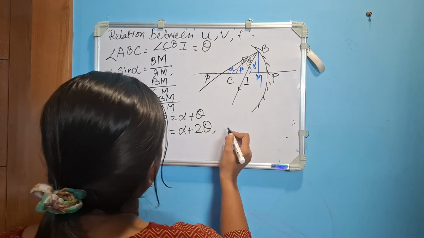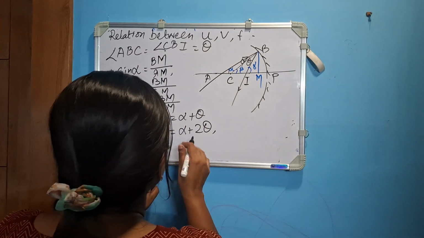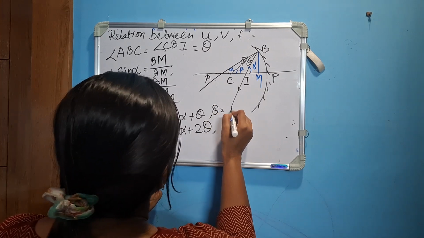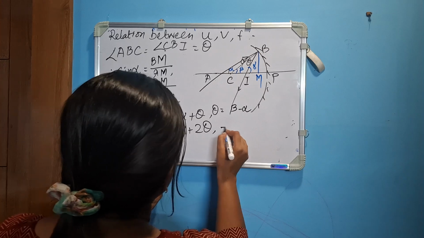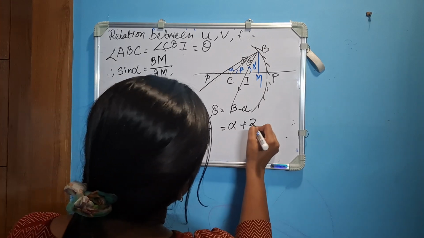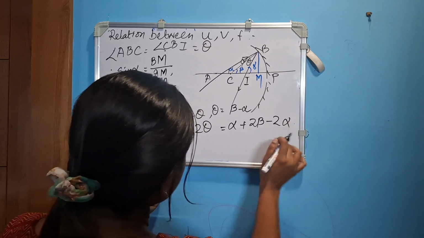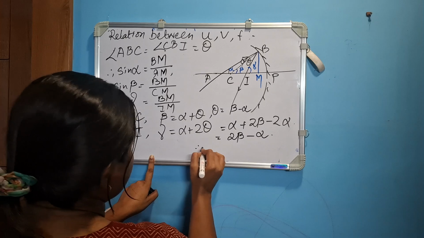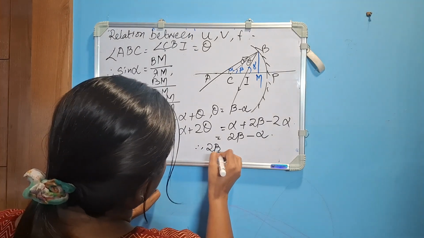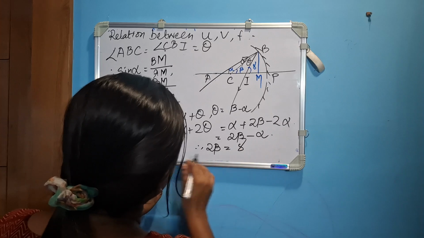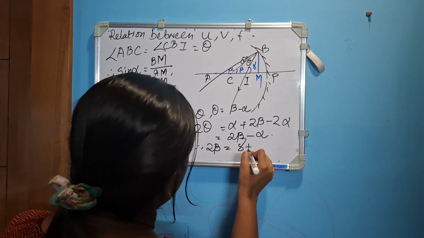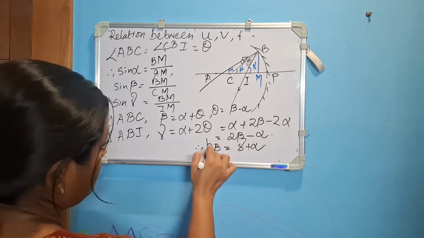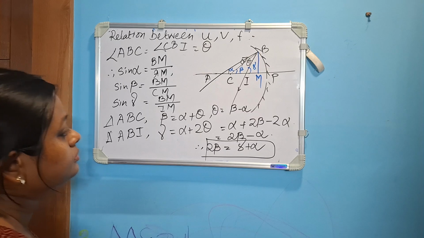From there, here we put the value of theta. So we will get theta equal to beta minus alpha, and here it will be alpha plus 2 beta minus 2 alpha. So 2 beta minus alpha. So now 2 beta will be gamma plus alpha. Okay, this much we got.